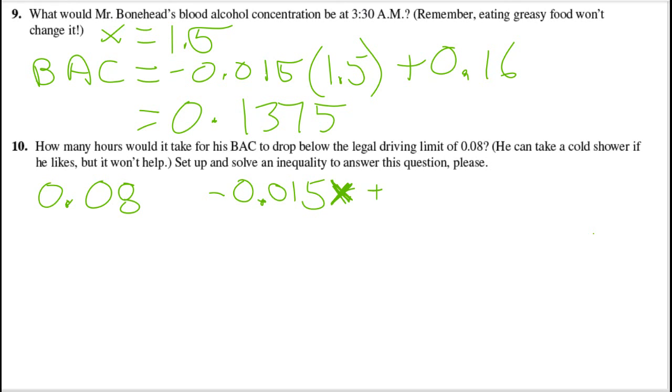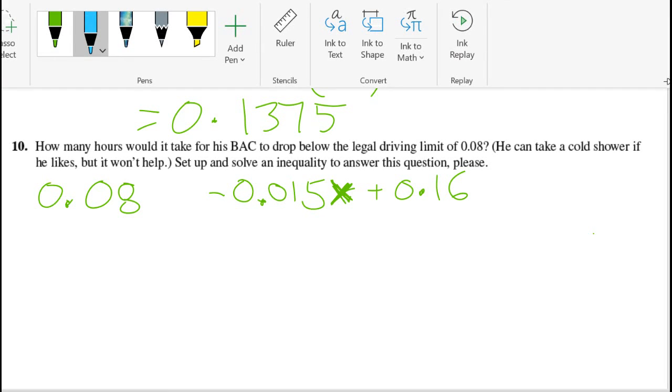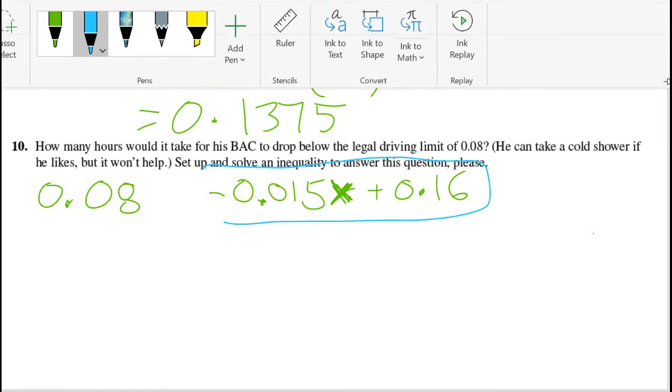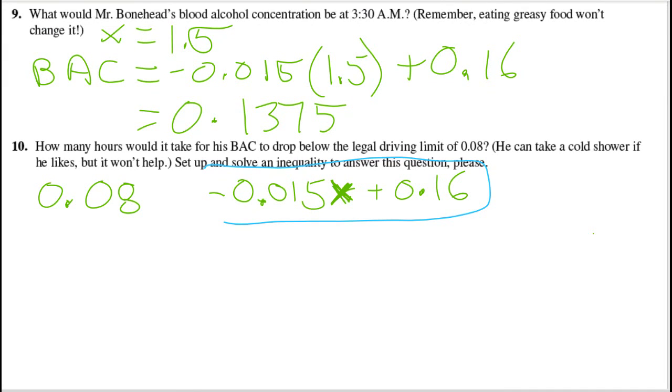And then we're going to add 0.16. And what we want is for the actual blood alcohol content, this part right here, to be less than 0.08, because we want it to drop below.